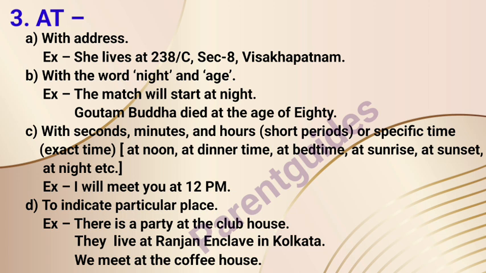C. With seconds, minutes and hours for short period or specific time, meaning exact time: at noon, at dinner time, at bedtime, at sunrise, at sunset, at night etc. Example, I will meet you at 12 pm. D. To indicate particular place. Example, there is a party at the clubhouse. They live at Ranjan Enclave in Kolkata. We meet at the coffee house.